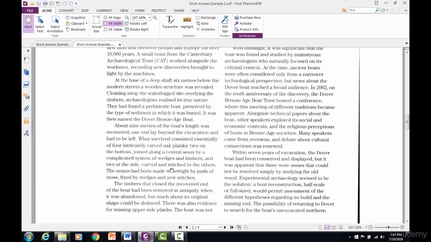We're looking for a word that prevents water from entering. Here's watertight. All right, watertight. Watertight is a synonym for prevent water from entering. So the seams have been made watertight by pads of moss. So that's our answer right there. Pads of moss. Watertight and pads of moss.